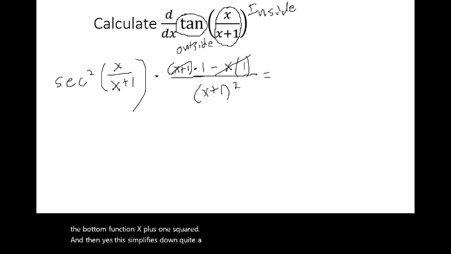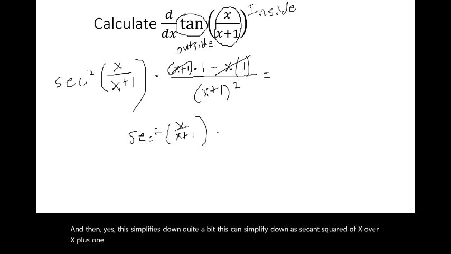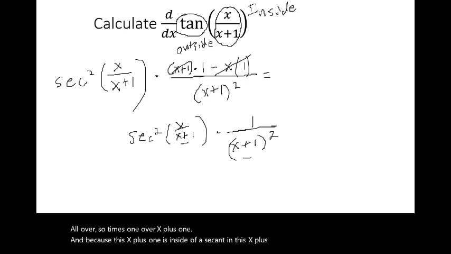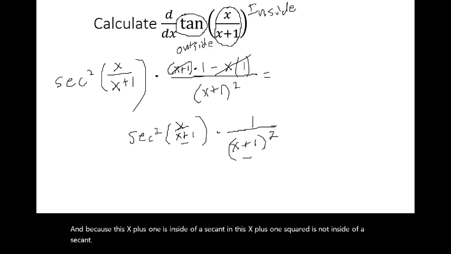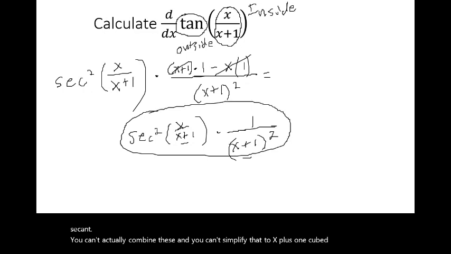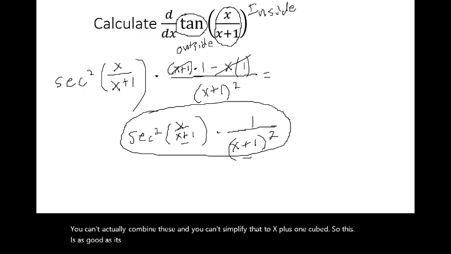This can simplify down as secant squared of x over x plus 1, times 1 over x plus 1 squared. And because this x plus 1 is inside of a secant and this x plus 1 squared is not inside of a secant, you can't actually combine these and you can't simplify that to x plus 1 cubed. So this is as good as it's going to get. You can't combine something that's inside of a secant with something that is not inside of a secant.